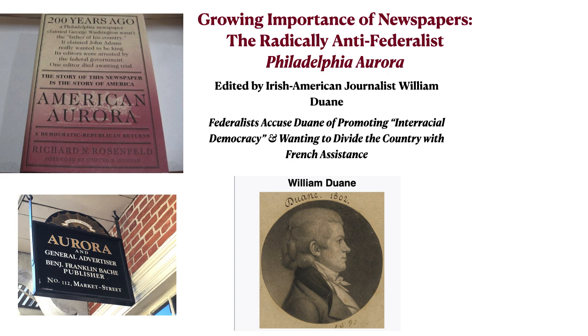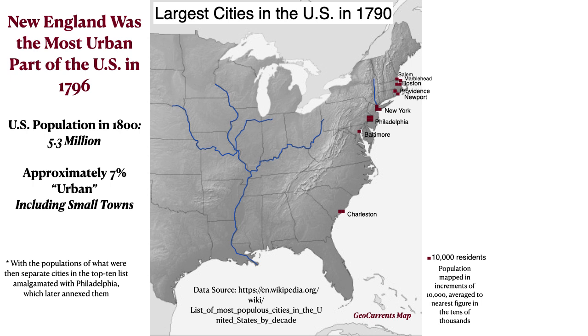And I'll also note here the Federalists accused Duane of promoting interracial democracy and wanting to divide the country with French assistance. So this kind of vituperative insult slinging that we see so much in modern politics dates back to a very early period. As I noted before, the Federalists tended to have more support in cities.